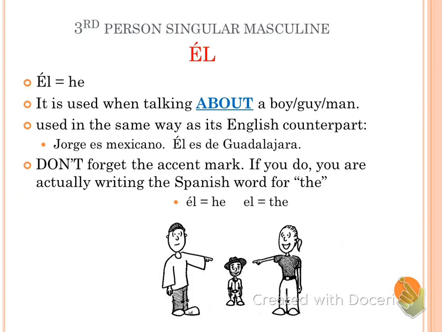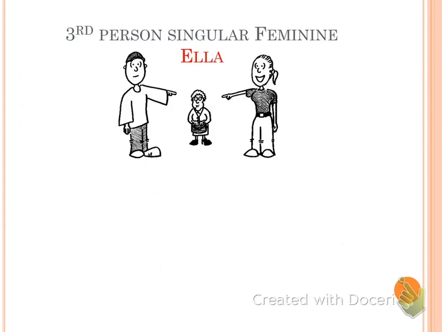Okay. And don't forget your accent. Why is it crucial? Changes the whole entire meaning of the word. El with an accent, he. El without an accent, it's an article, the. Okay. Then ella, somebody feminine, only of the feminine gender, she.